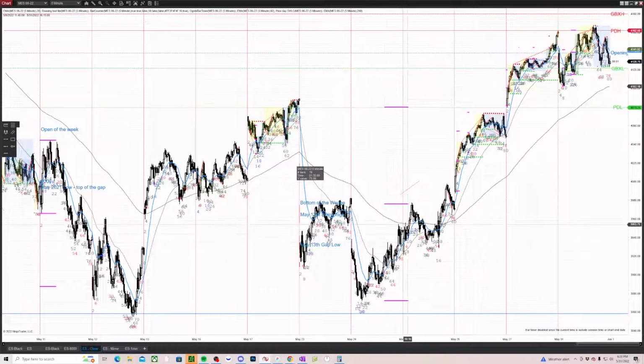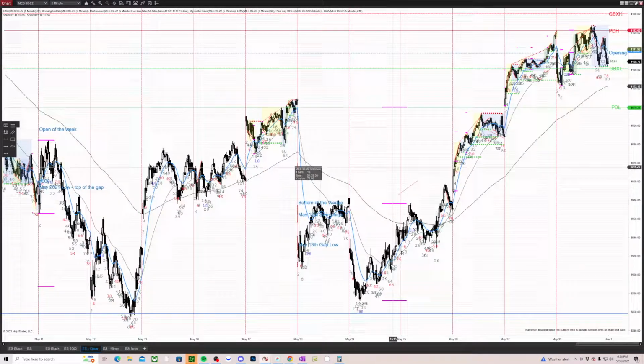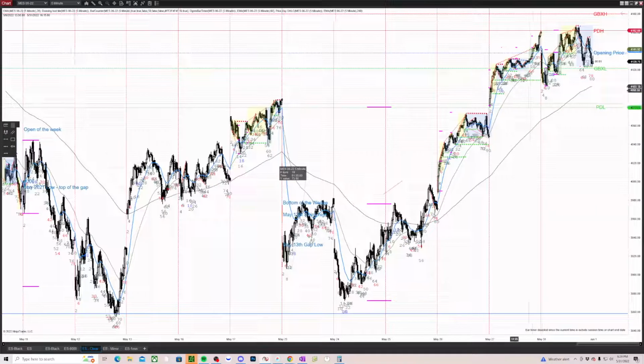Now, why do measured moves work? Because it's 50%. And 50% generally tends to be the area that both bulls and bears have equal, they're both evenly matched in terms of their stops. So whoever buys above that, his stop is down here. Whoever sells below that, his stop is all the way up there. And that's generally where we're at right now.